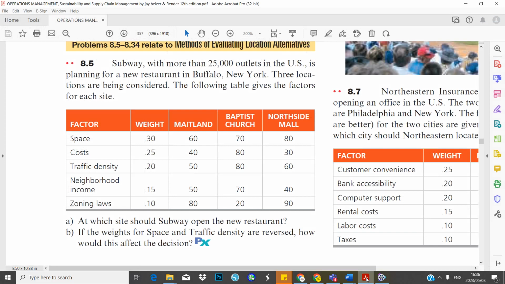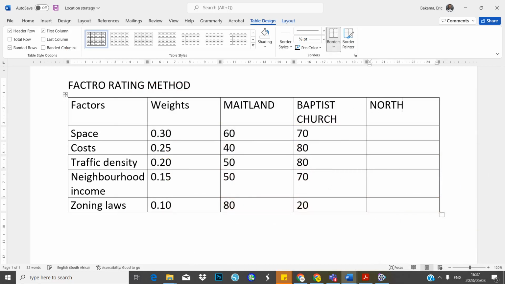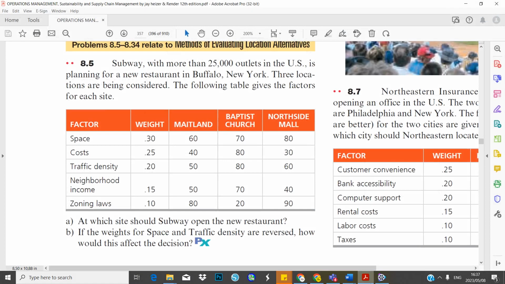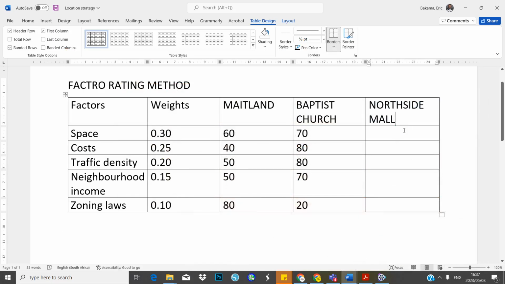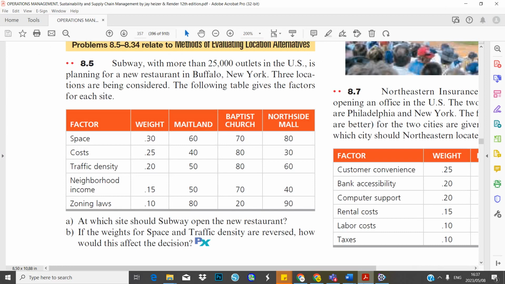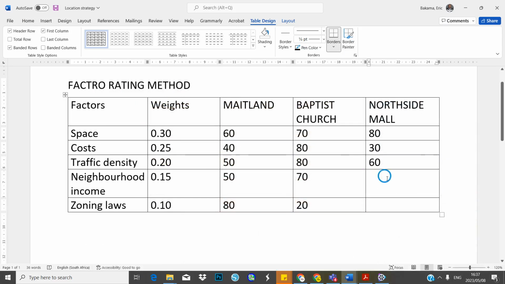Then we look at the Northside Mall. The Northside Mall on the other end got the values of 80, 30, and 60. 80, 30, then we have 60. Then we have the neighborhood income, which is 40 and 90.